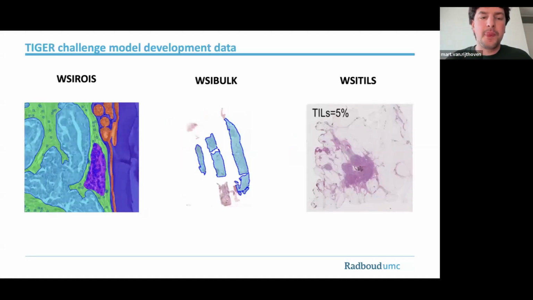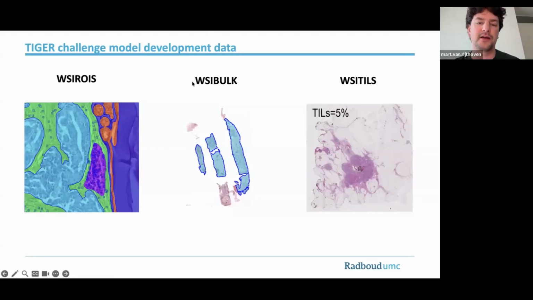Now, for the training data, the training data actually consisted of 3 different types of data. So we had whole slide image ROIs, which were regions of interest in whole slide images containing the ground truth segmentation and the lymphocyte detection. So here you could really train a model for segmentation and detection.